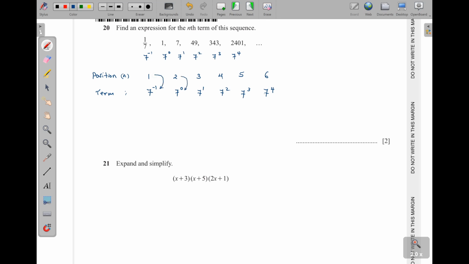From 2 to 0, don't you think they subtracted a 2? From 3 to 1, don't you think they subtracted a 2? 4 to 2, the same. 5 to 3, the same. 6 to 4, the same. Even here, the same. So that means the nth term, they got 7, and then the power is the position of the term, then minus 2. So that has to be our answer here. The nth term is 7 power n minus 2.